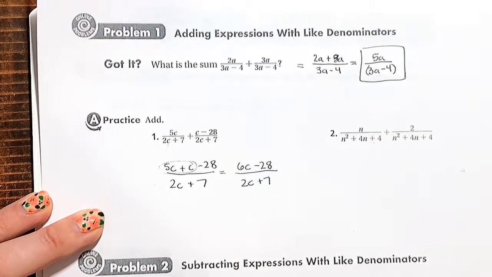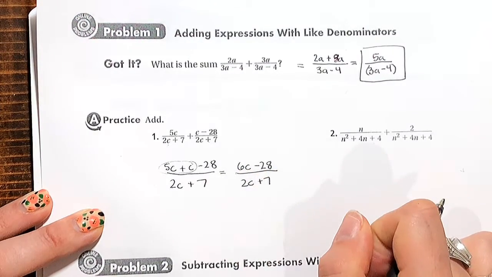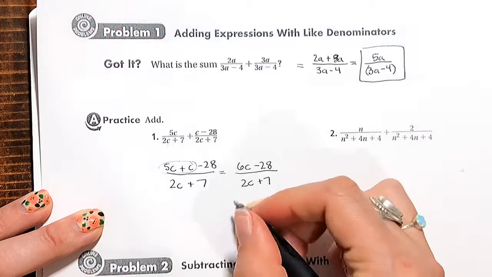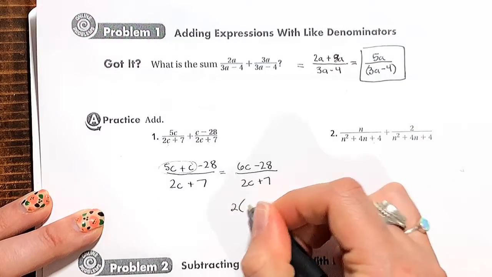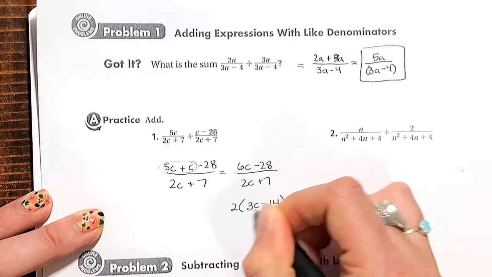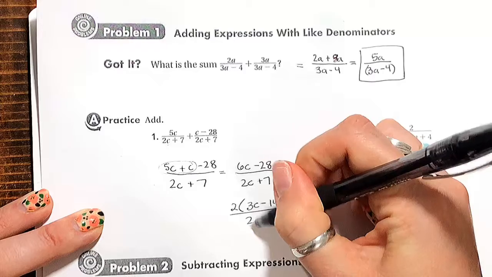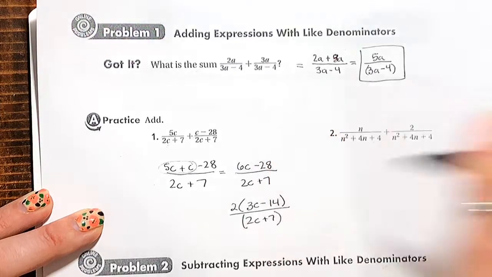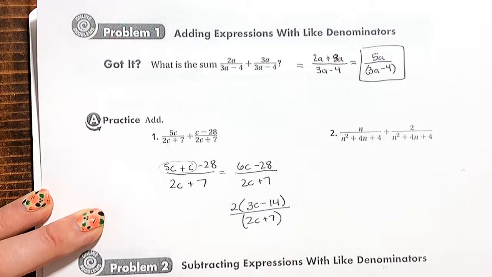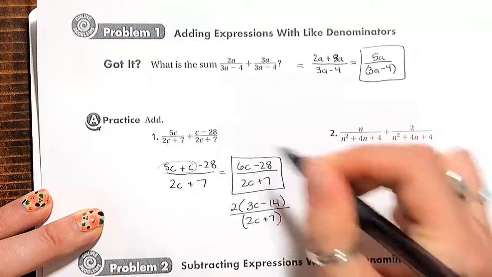And then here we could try and reduce. We could take out a number that goes into the 6 and the 28, which would be 2. If I take that 2 out, though, I don't think it's going to help us because we end up getting 3c minus 14 over 2c plus 7. And again, I can't cancel these 2's because this is a group and it has to stay stuck together. So actually simplifying that one doesn't really help. I would just keep it in this format.